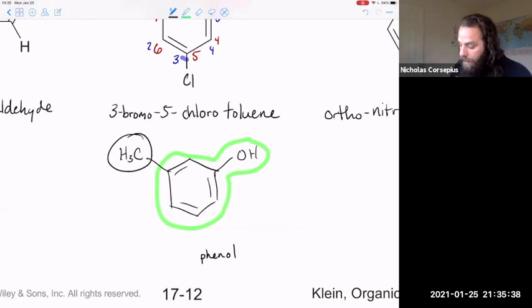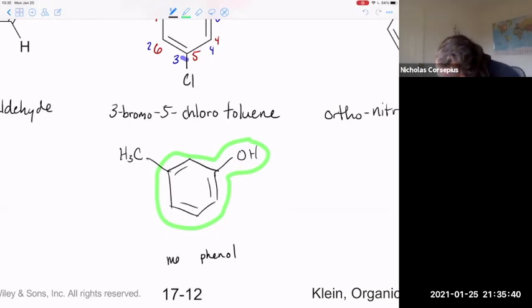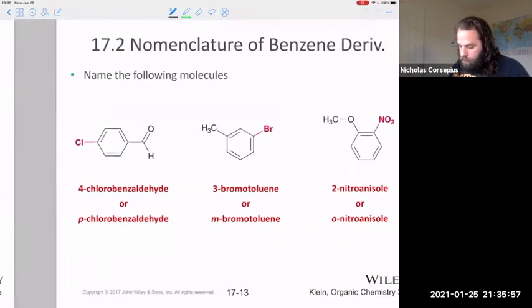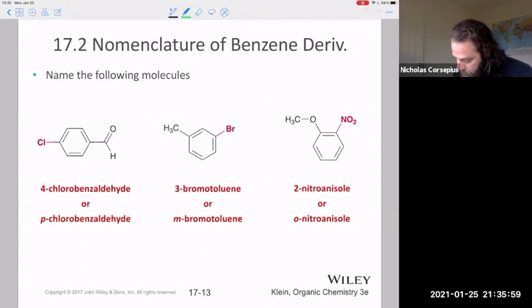And then we have a methyl. So this is now methylphenol. And how am I going to refer to the spacing there? This is meta-methylphenol. Okay. I think that's it. Yeah. Notice that you can also just abbreviate with the first letter. I like to write it out just so I can hammer this ortho-meta-para thing home.